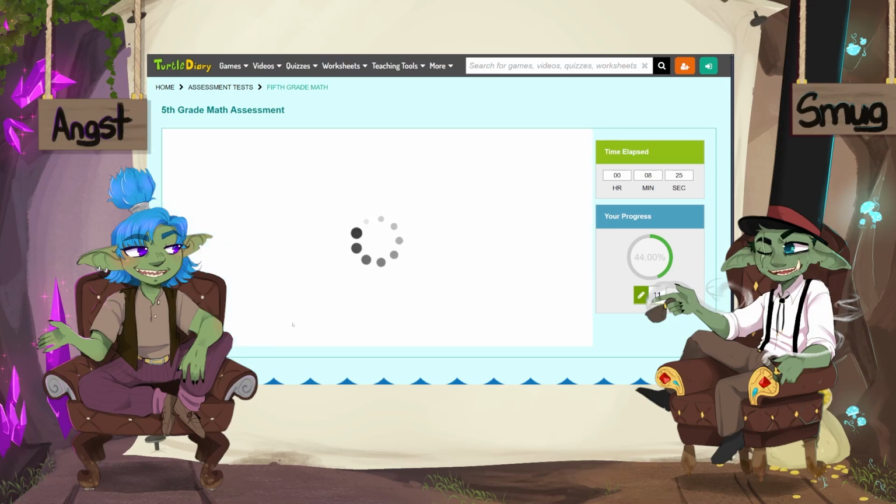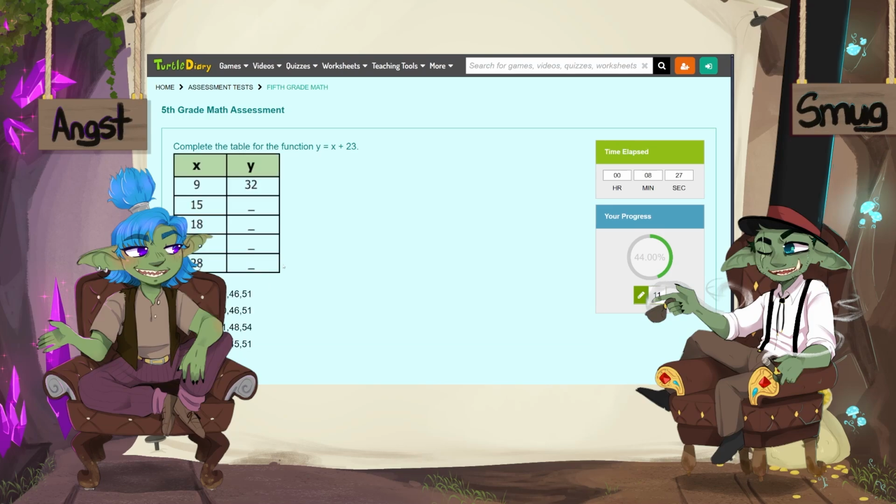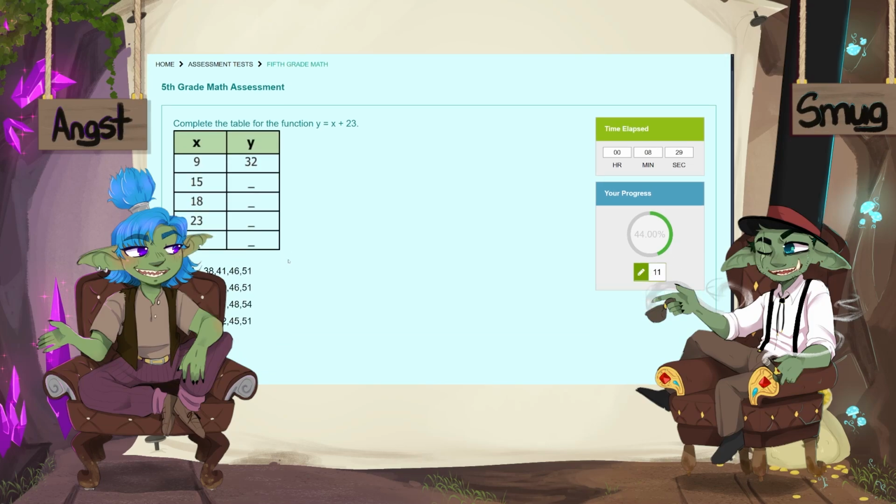Okay. Complete the following table for the function y equals x plus 23. Oh God. What? Wait. Okay, never mind. I've deciphered how this works. Okay, go on. Walk me through it. I just said I figured it out. I don't say I know the answer yet. Oh, wait. I just know what I have to do.